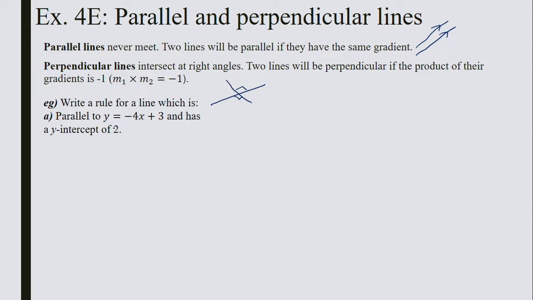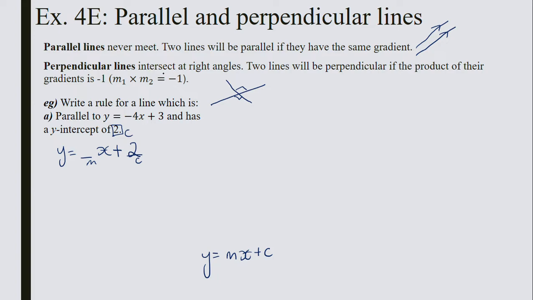We're going to write a rule for the line which is parallel, okay, to y equals negative 4x plus 3 and has a y-intercept of 2. So we know that our y-intercept, that's our c value, and we've always got the rule y equals mx plus c. So the only thing we need now to write a rule for our new equation, if you want to call it y2, you can, okay, is the m. So y equals mx plus, and we know that c is 2, okay? Because it's listed in the question.